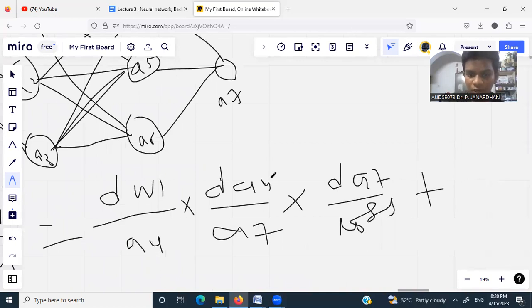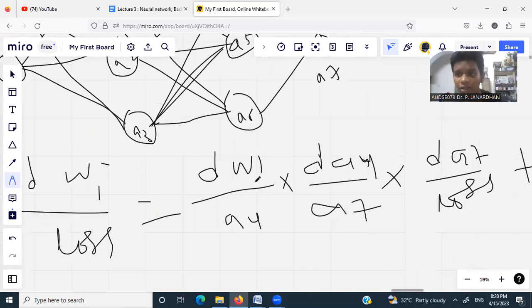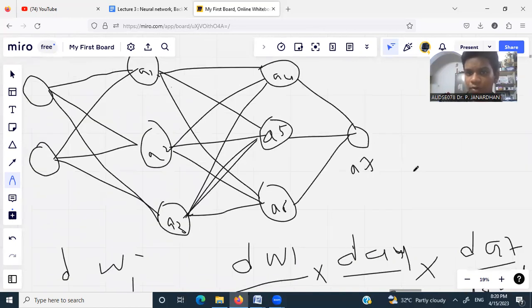Let's see what is going on here. When we change W1, we are going to see how A4 is affected, A4 being this neuron's output. This neuron's input depends on the other neuron's output. We are going to input A1's output to this neuron, so the output of the A4 neuron somehow depends on the A1 neuron also.